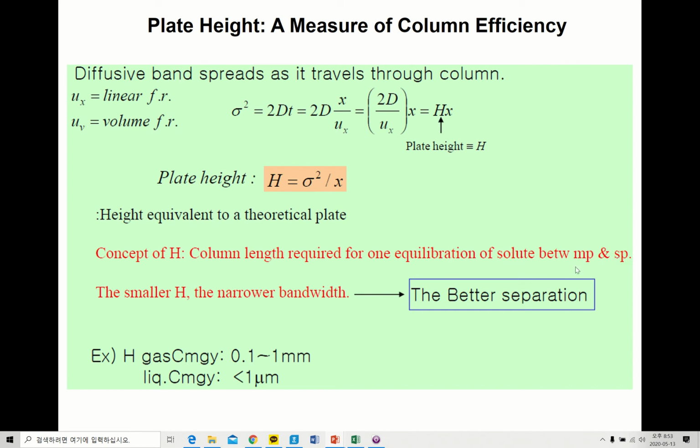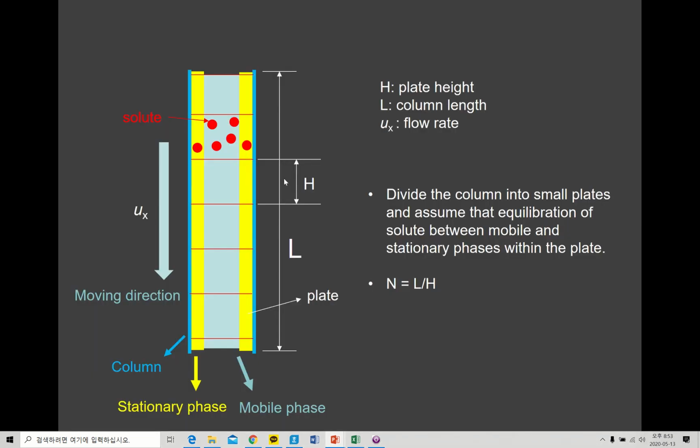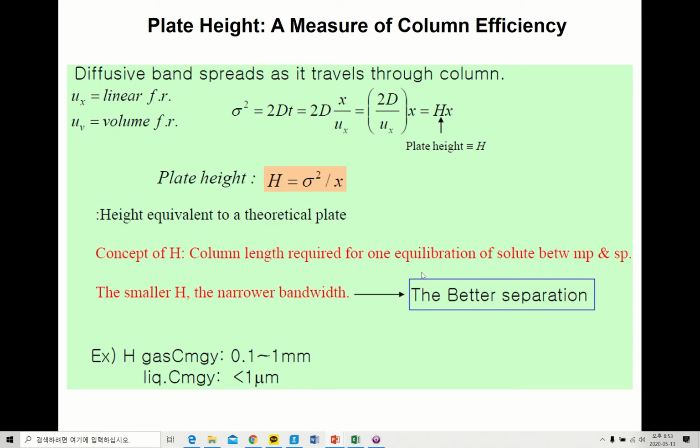As I just explained, the smaller the H, the narrower the bandwidth, which means better separation. So it is important to make this plate height as small as possible for better separation. The plate height H for gas chromatography is around 0.1 to 1 millimeter. But for liquid chromatography, the plate height is much smaller, smaller than 1 micrometer.